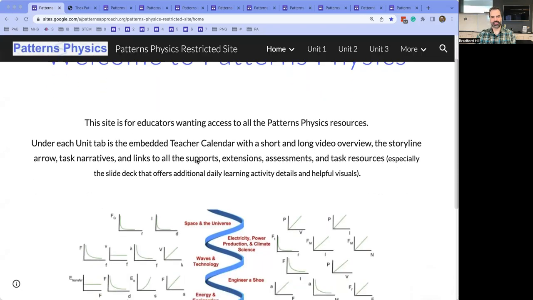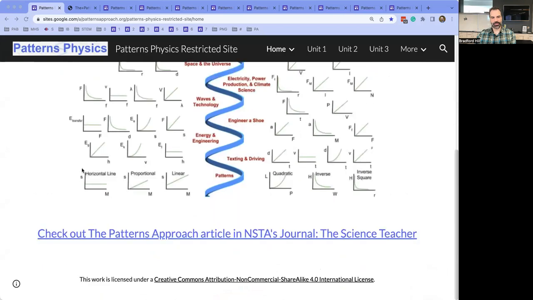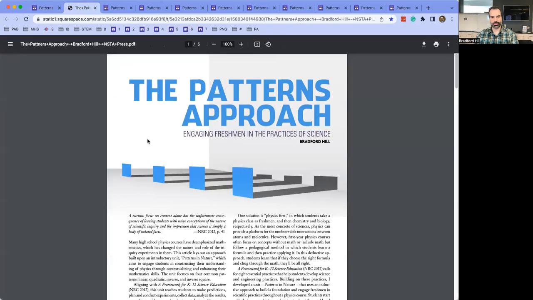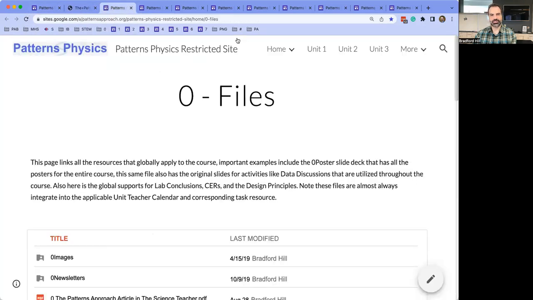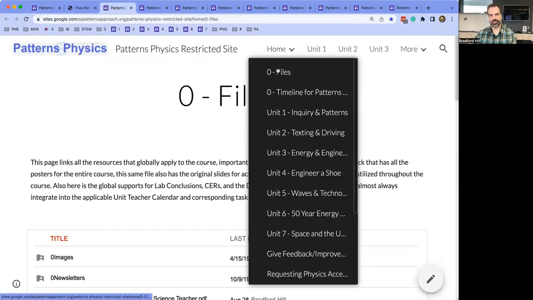And if you appreciate the depth and detail of a peer-reviewed journal article, here is an article I wrote about the Patterns approach in NSTA's journal, The Science Teacher. You can click right there. I already have it open. In addition to this article, though, you have this video. So I want to show you several of the other resources here on the website. I'm just going to go ahead. Zero files under home. You can find a lot of key information there.